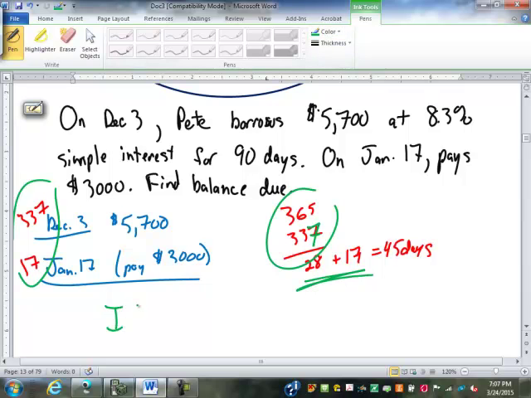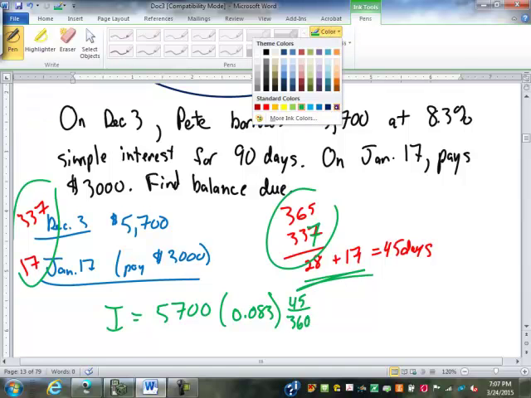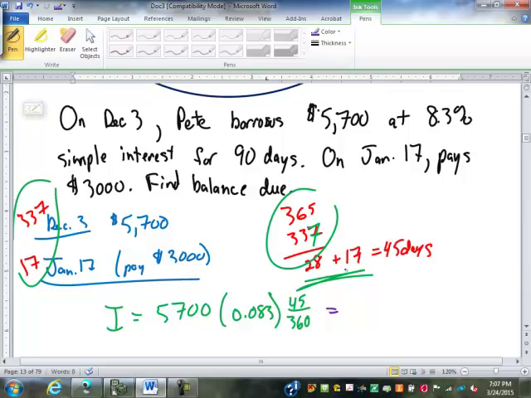So now our interest is our principal of 5,700 times 0.083, times 45 over 360. This is simple interest, so it's automatically ordinary. It's always assumed ordinary unless it says exact. The exact number of days could still be ordinary or exact interest. The exact number of days means looking up the dates in the little chart and subtracting them, but that doesn't necessarily mean exact interest. So you've got to be a little careful with that.